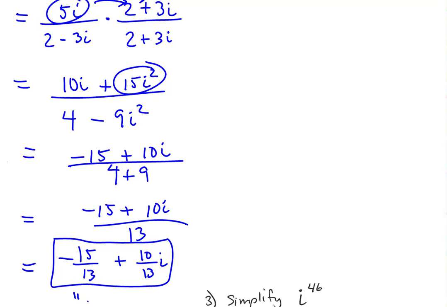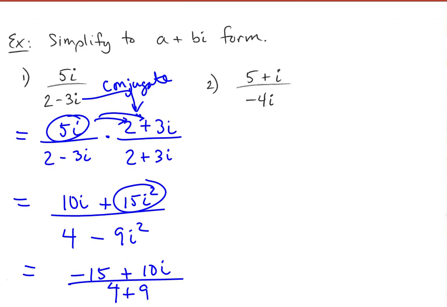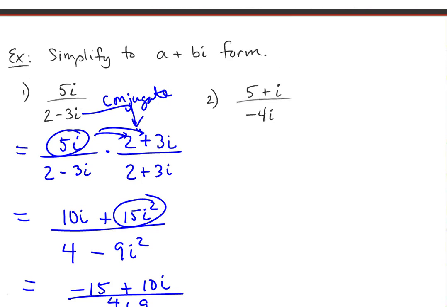Again, just noting that that's the a plus bi form that ultimately we'd be going for in a problem like this, as specified in the instructions. Now our second example begins as a fraction, but this time it's 5 plus i in the numerator and then negative 4i in the denominator.